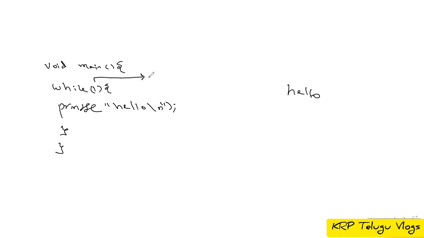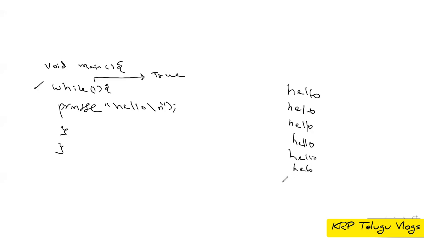While 1 is nothing but true. So other than 0, anything is true. This is an infinite loop. So hello will be printed infinite times. This is always true. Is that clear? Yes, sir. Hello will be printed infinite times.